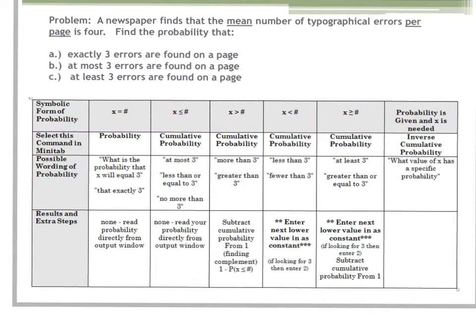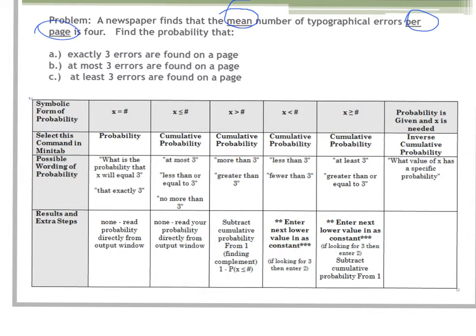In our problem, a newspaper finds that the mean number of typographical errors per page is 4. So again, there are our keywords that we're going to be looking for. Our mean being average, and our interval is per page. So there's some of our clues.